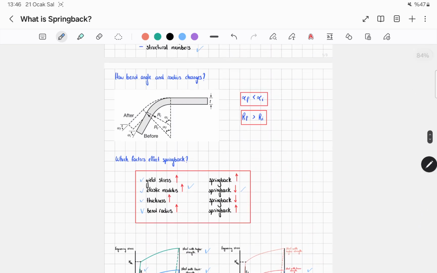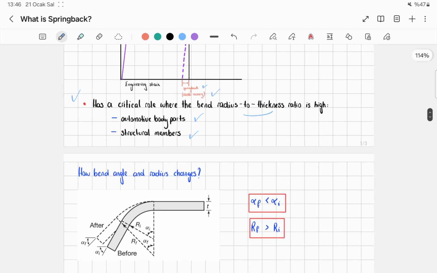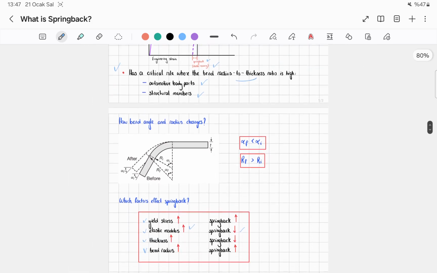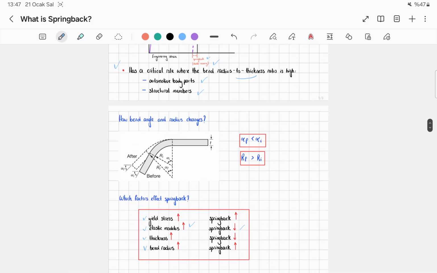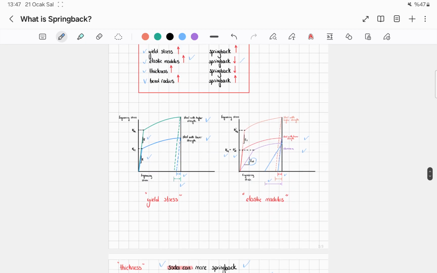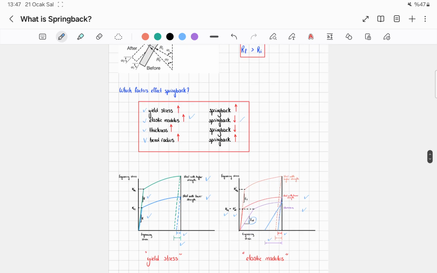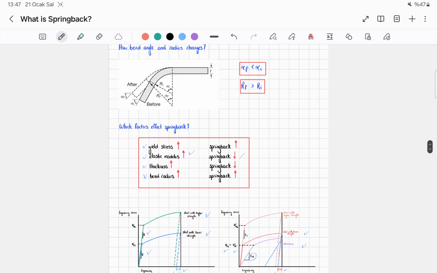Let's go back to this part. We said it has a critical role where the bend radius to thickness ratio is high. As we see in automotive body parts and structural members, I think I explained them. In automotive body parts, the thickness affects it because when fabricating automotive parts, thicker panels generally experience less springback than thin body panels. So springback is still important.